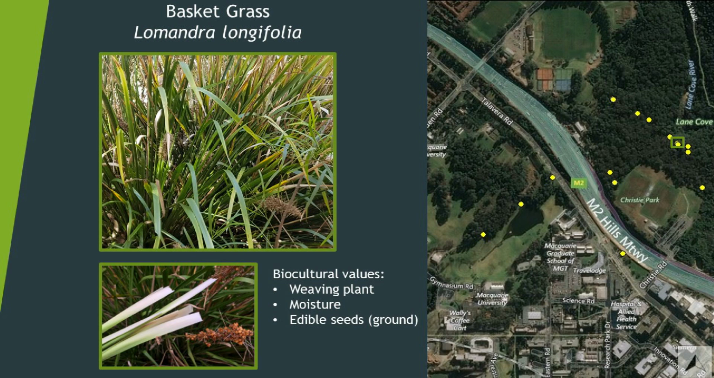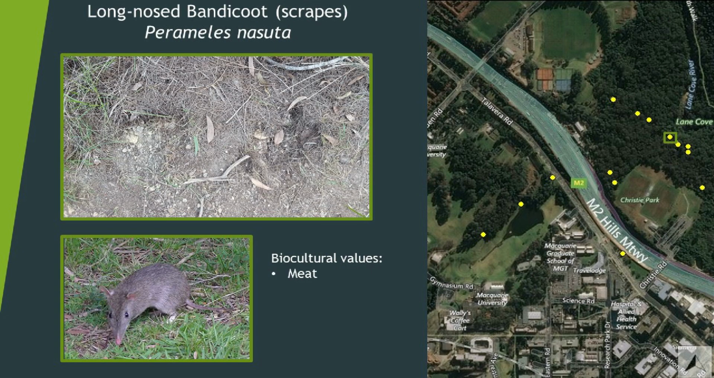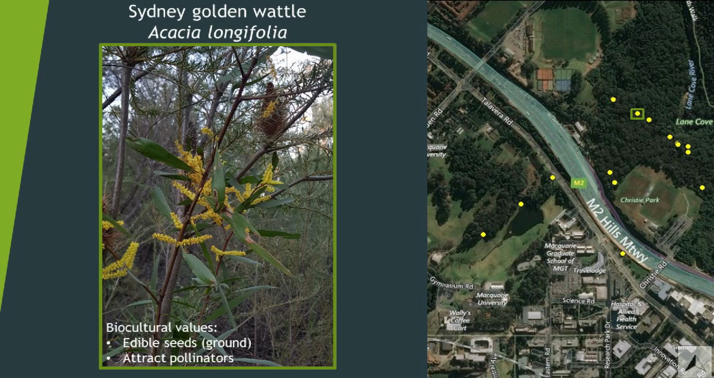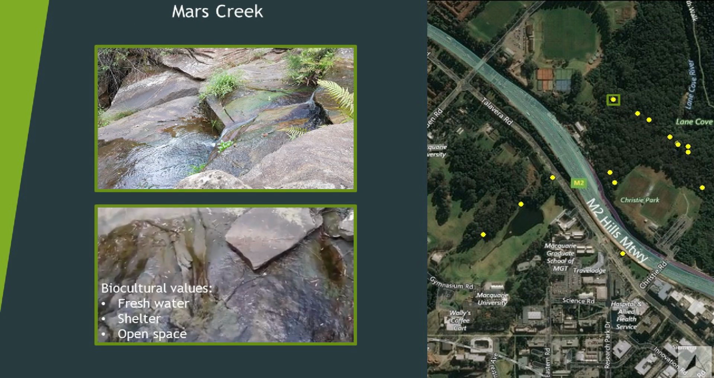The blady leaves of the lomandra plant are great for weaving, and their bases can also be chewed on as a good source of moisture and sugars. Bandicoots are a great source of meaty bush tucker. Fishing lines and string can be soaked in a geebung bark infusion to strengthen them and protect them from fraying. The seeds of the Sydney golden wattle can be ground, dried, or roasted to make edible foodstuffs. Fresh water, of course, is an important resource for life.